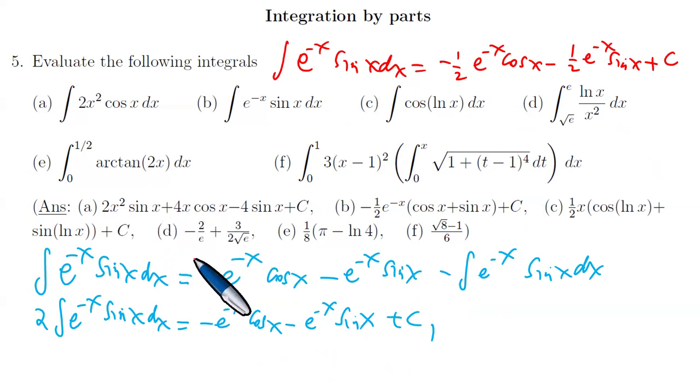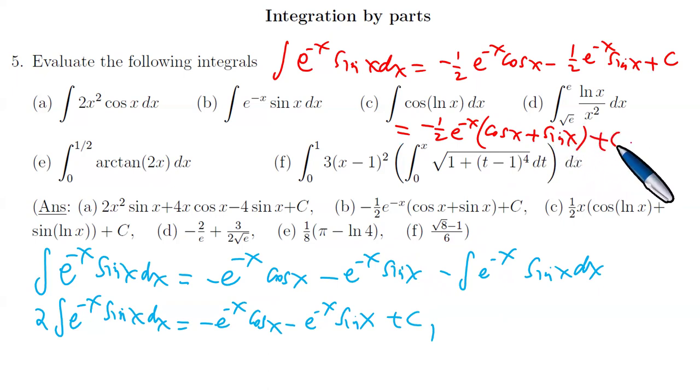Right, so let's check. Now if you check, this is the answer they wrote. Obviously you can pull out a common factor. The common factor is minus 1/2 e to the minus x, cosine x plus sine x, plus c. So that's the answer, and the answer is also the same. But it remains to do C. Let's do C.